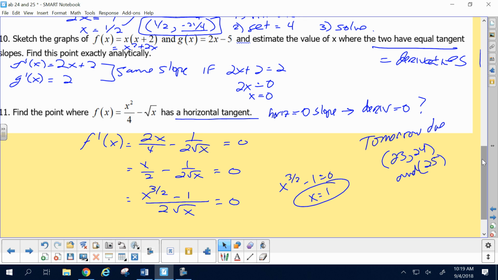Okay, I do have the tests in, by the way. You need to understand that the test is curved heavily. And so if you got a C on it, that's probably not bad. Okay. I curved this a lot. A lot.